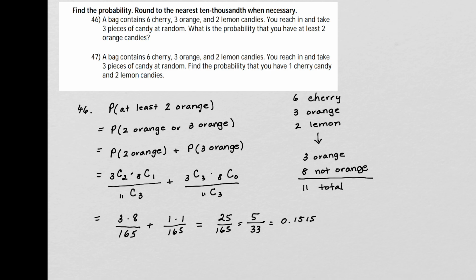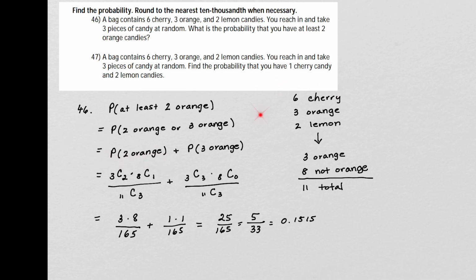Now there's only 3 that you're selecting, so you must be selecting either exactly 2 orange or exactly 3 orange. So we're going to take the "or" statement and make it into an addition problem. So we'll calculate the probability of exactly 2 orange, and then add to that the probability of getting exactly 3 orange. So how do we calculate the probability of exactly 2 orange?